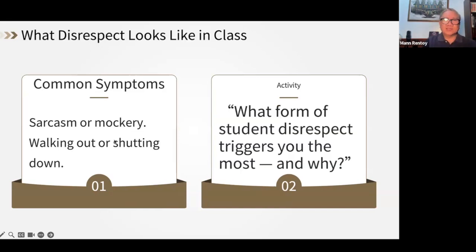Okay, try to think what form of student disrespect triggers you the most and why? All of us will have different answers. Some of us feel hurt, especially when we see students rolling their eyes. Some will feel more hurt or disrespected when students answer back or make comments that are hurtful, mocking us.